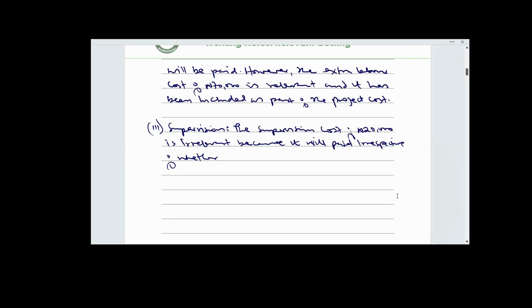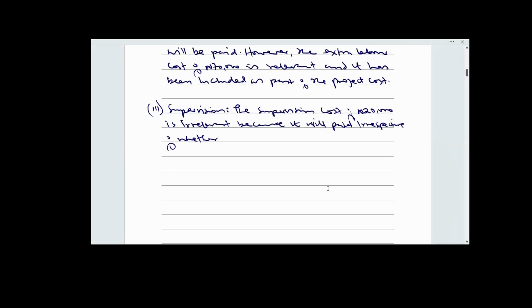That's what I'm writing on the board now, on the screen now. The supervision cost of 20,000 naira is irrelevant because it will be paid irrespective of whether or not project X is executed.